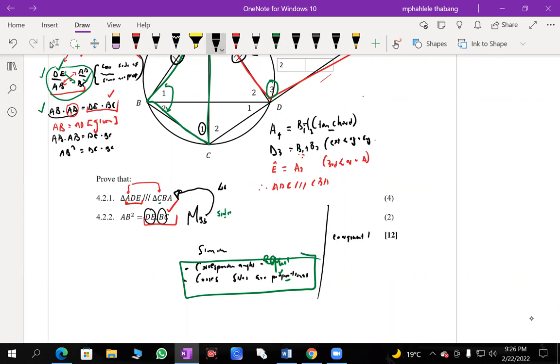What can you say about corresponding angles in the congruent triangles? They are equal. What can you say about the corresponding sides? In a congruent triangle, equal, good. Corresponding angles are equal in congruent triangles. Corresponding sides are equal. But when we talk about similarity, we don't say corresponding sides are equal. We say corresponding sides are proportional.